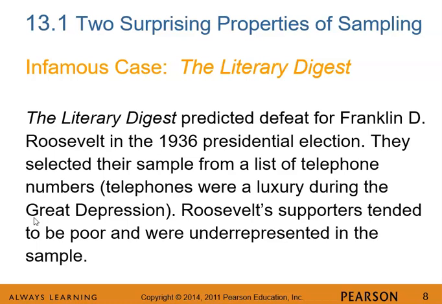So what happened was the sample was selected from a list of telephone numbers, and since at that time telephones were a luxury in 1936, not everyone had telephones. Another thing was that Roosevelt's supporters were poor people. Most of them did not have telephones, so they were not actually taken into account in that sample. And as a result, the prediction made based on that sample was wrong.